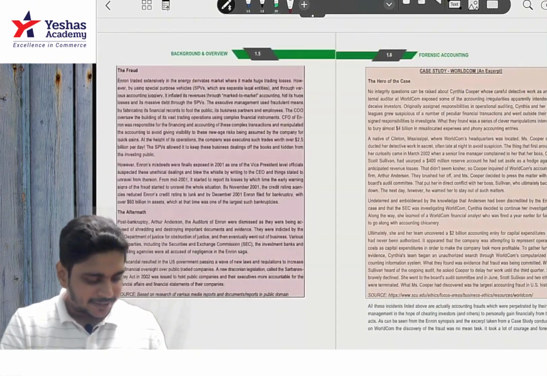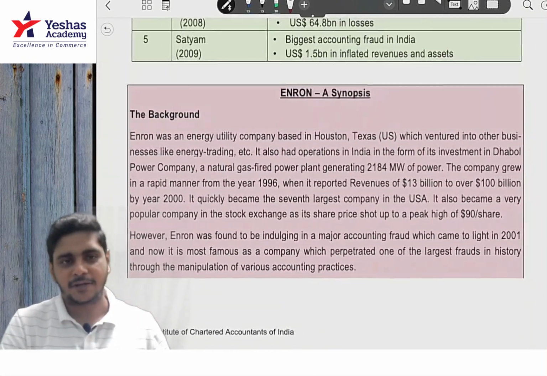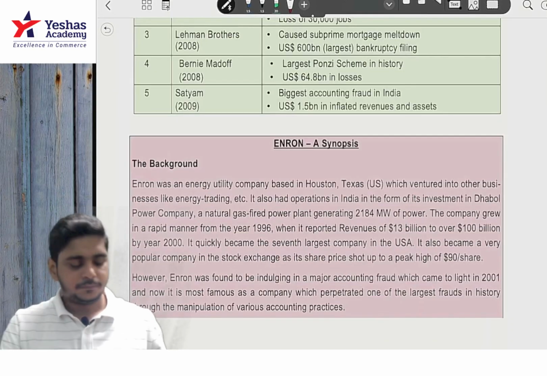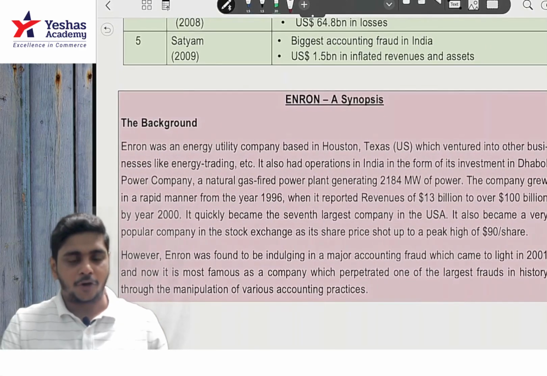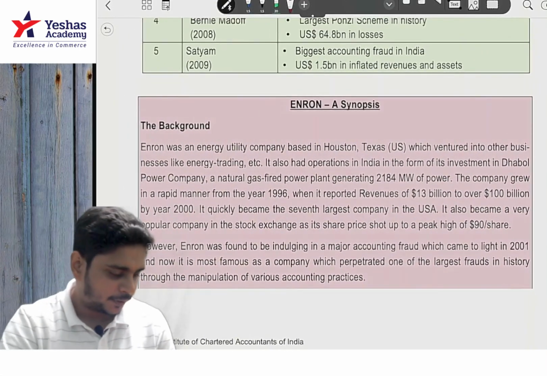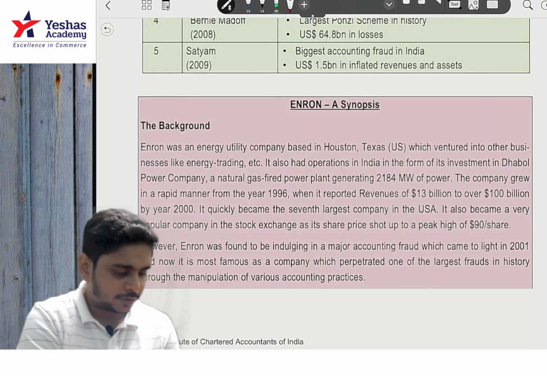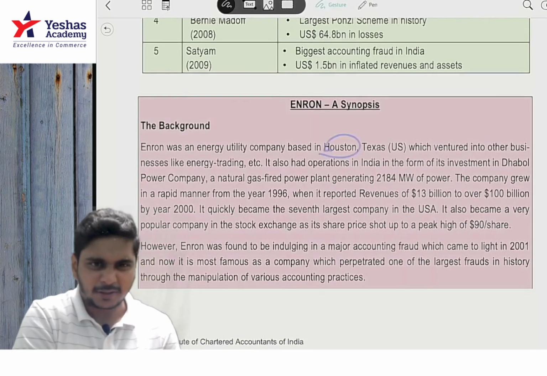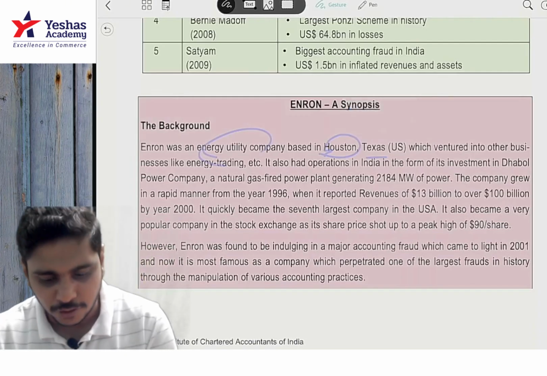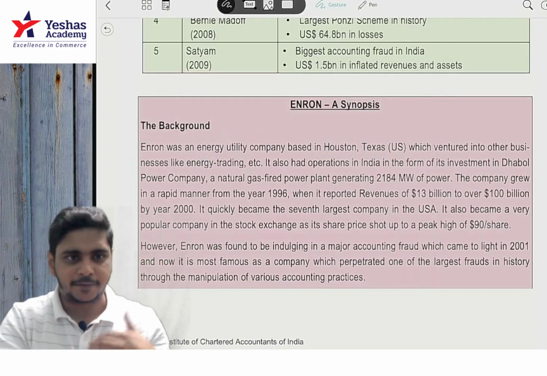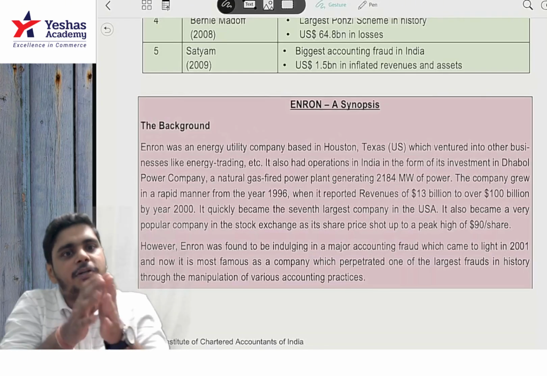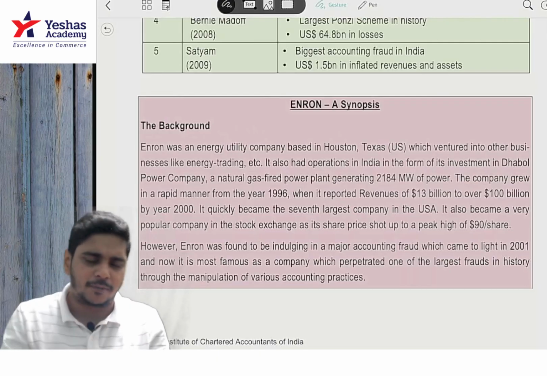So they have given two examples. Let's read that. Enron and WorldCom they have given. So Enron was a company in the US. It's an energy utility company based in Houston, Texas, US. Now they were doing different kinds of business also. So they started generating energy, and whatever money they were getting from energy, they were diverting it to a different company, like a shell company, a bogus company.